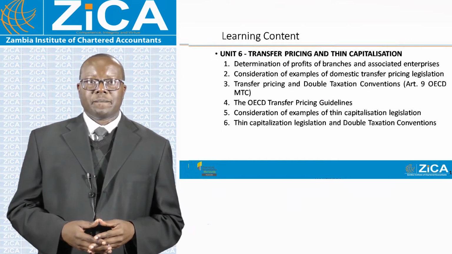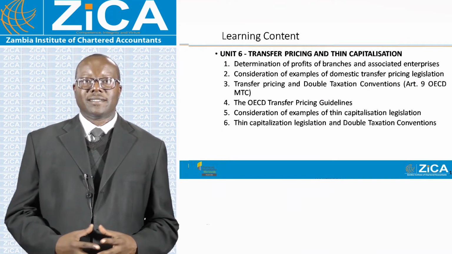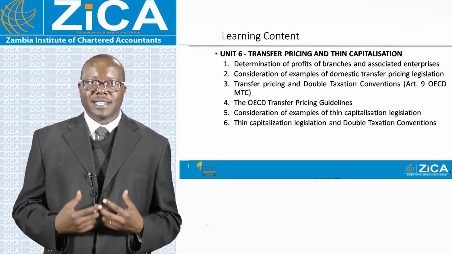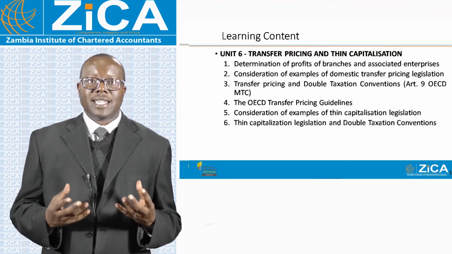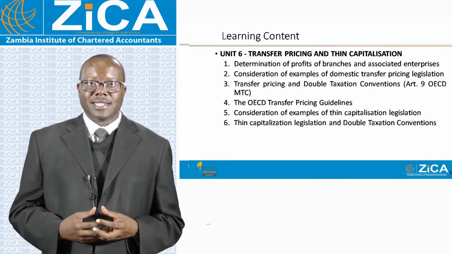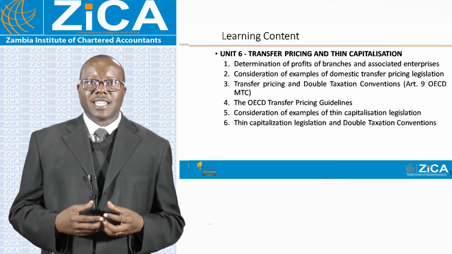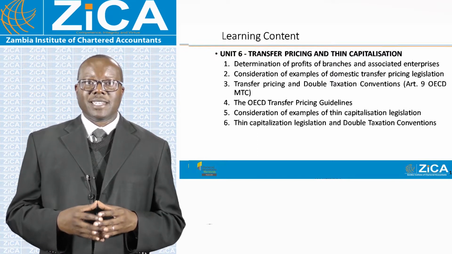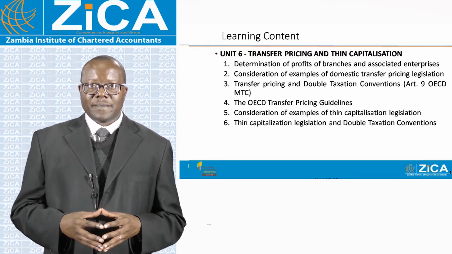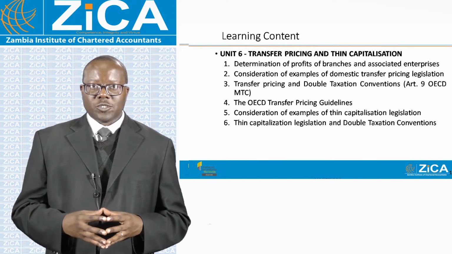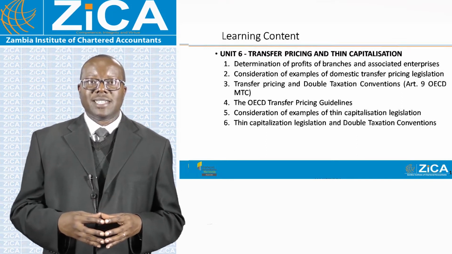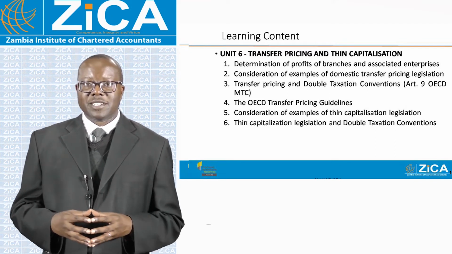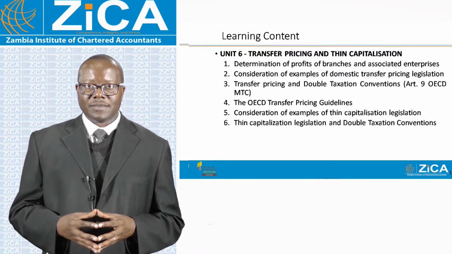Unit number 6, transfer pricing and thin capitalization. Issues to do with transfer pricing arise in situations where a multinational enterprise has establishments in Zambia and elsewhere. And in respect of Zambian establishments, either products are produced in Zambia and they need to be exported through transferring to other establishments of the enterprise abroad.